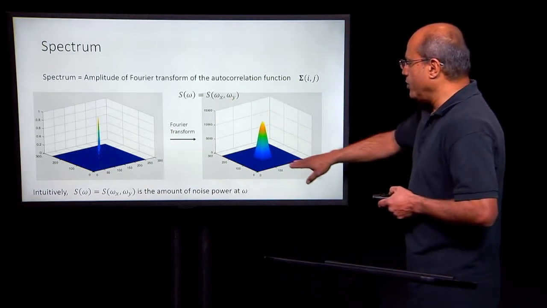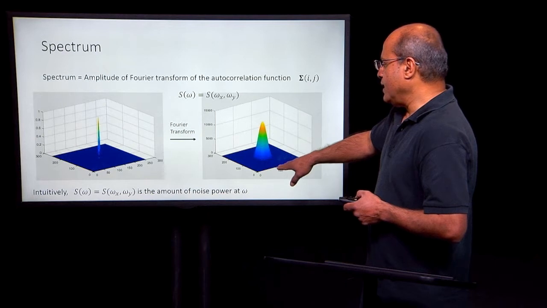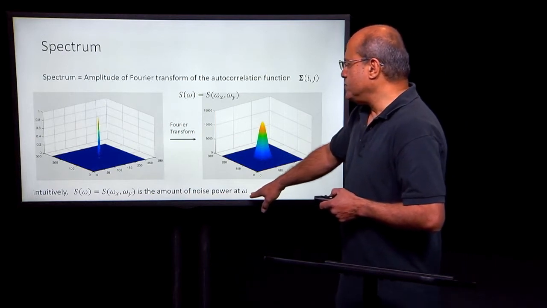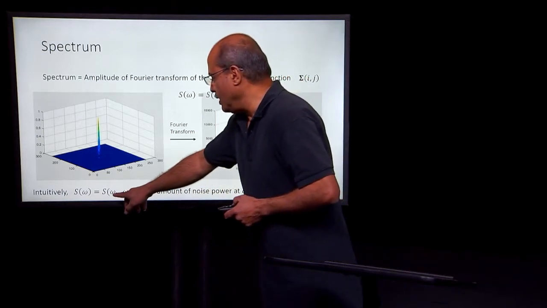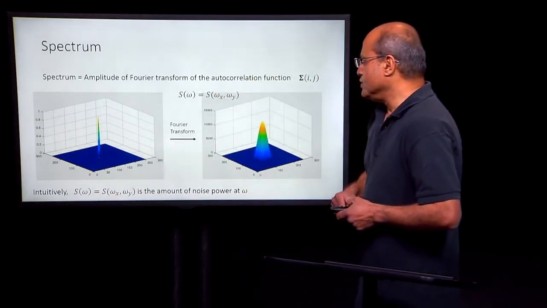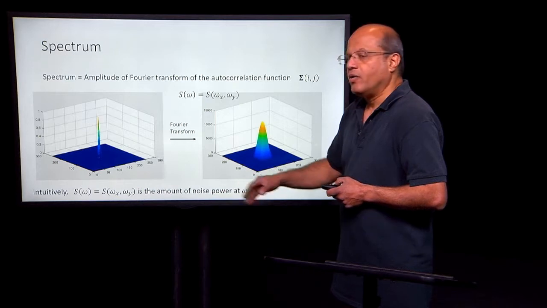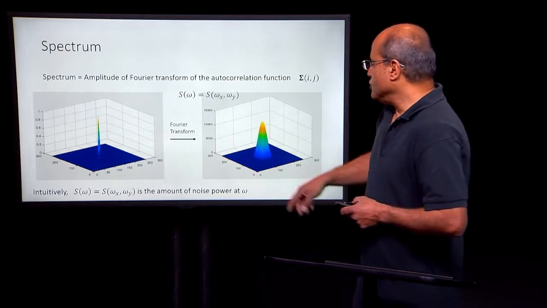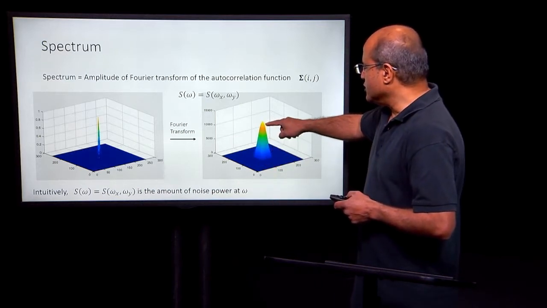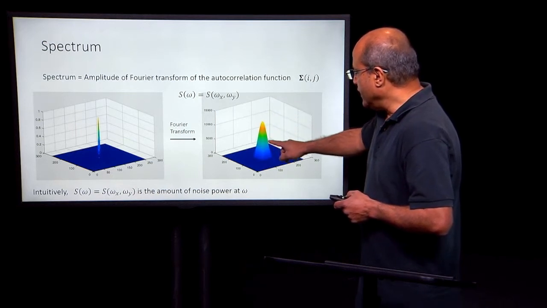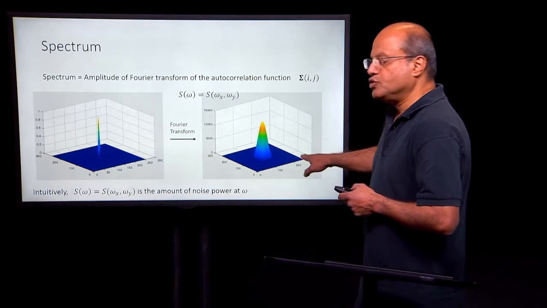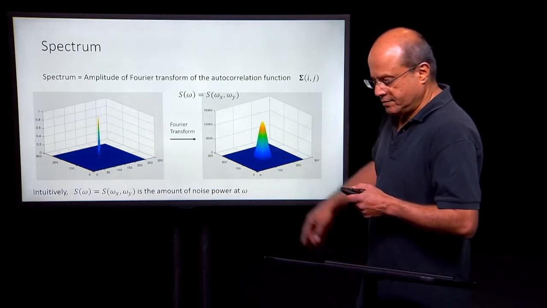And the important property of the spectrum is that, intuitively speaking, the value of this spectrum at the x and y frequencies is roughly the amount of noise power at those frequencies. So in this particular case, it tells you that this noise has a lot of power in the low frequencies, and then the power drops off and in fact goes to 0 at high frequencies.